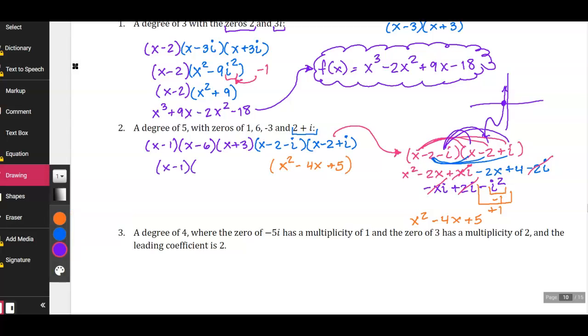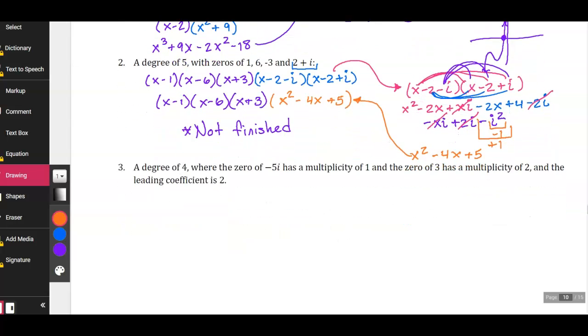And then you would have to distribute everything else. I'm not going to do that. It's simple yet tedious. We don't have time for it. Any questions here? I don't believe that we are ever going to make you find the polynomial side, okay? It's just a lot of work.